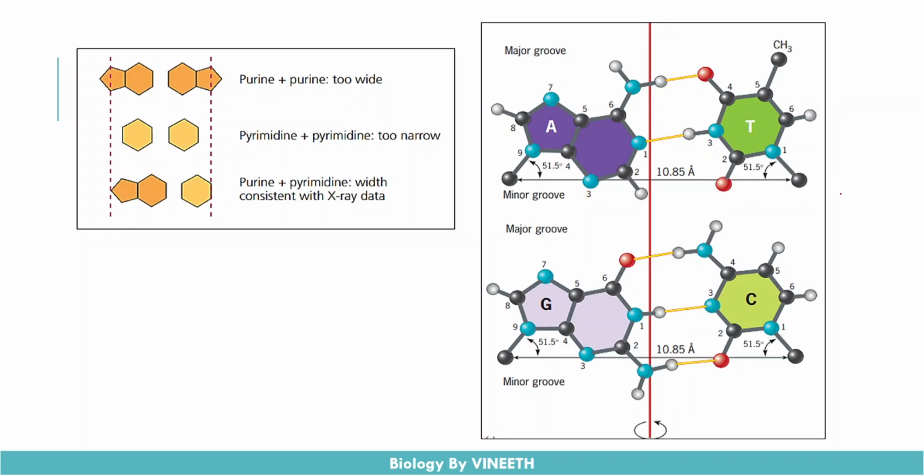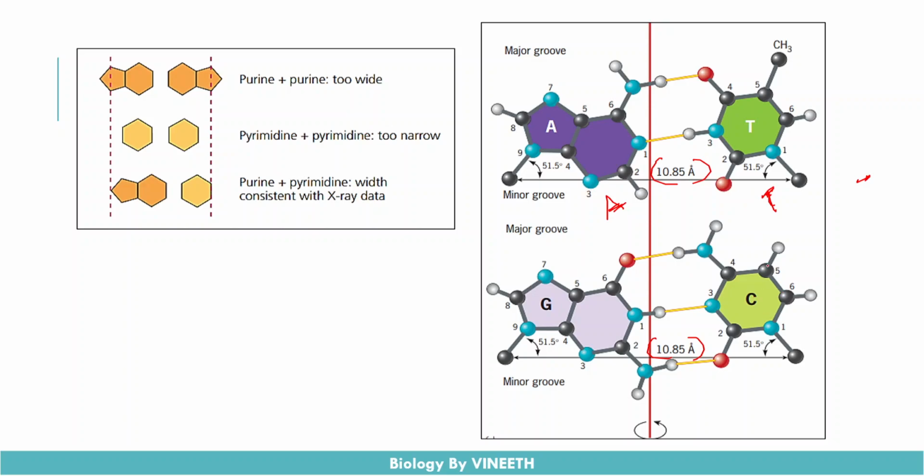When this adenine molecule is pairing with the thymine, the distance between these two bases is 10.85 angstroms. And the same distance is also observed between the guanine and cytosine, 10.85 angstroms. So this is why the adenine pairs with the thymine and guanine pairs with the cytosine.